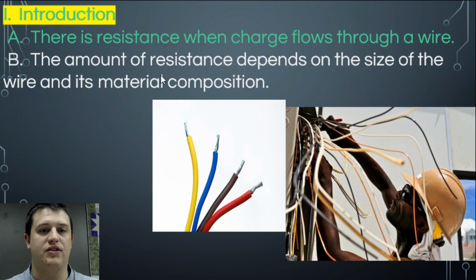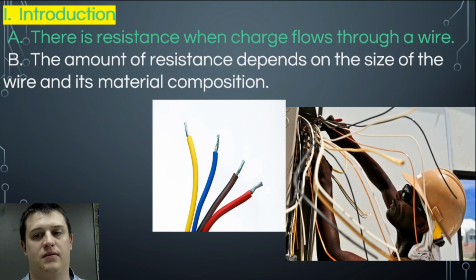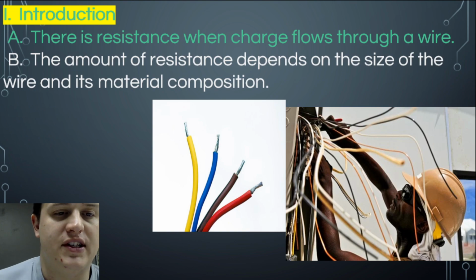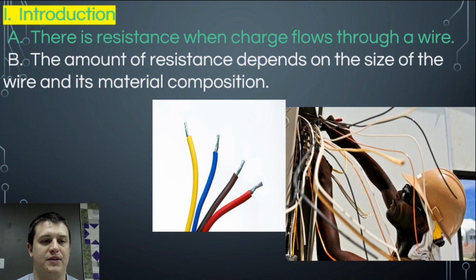All right, introduction here. Resistance when charge flows through a wire. Why is that? Because electrons flowing through a wire, you're always going to have some kind of resistance. We always try to minimize that resistance by using different materials, but that's something we'll talk about in a minute. The amount of resistance depends on the size of the wire and its material composition.